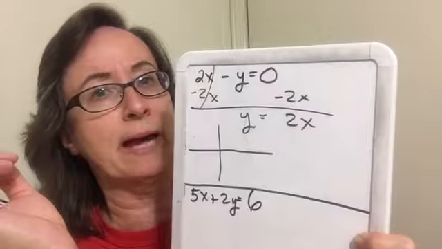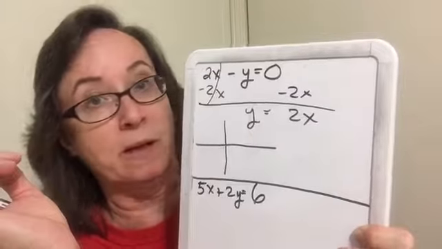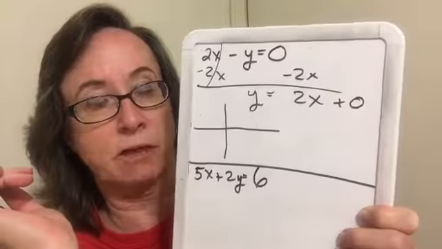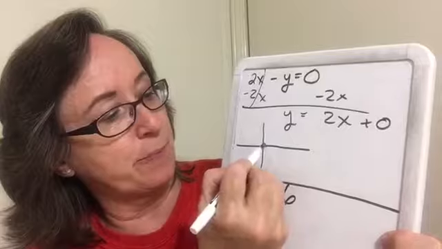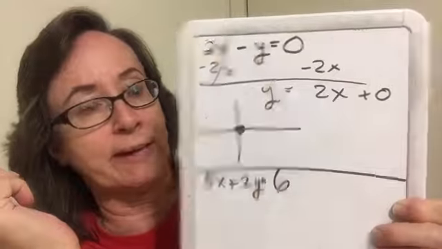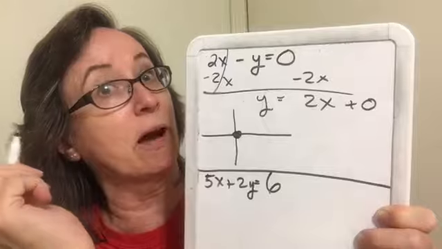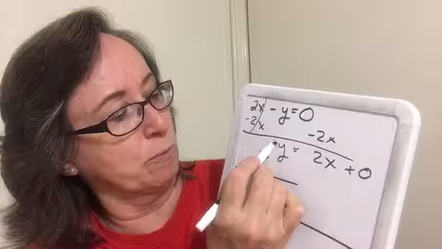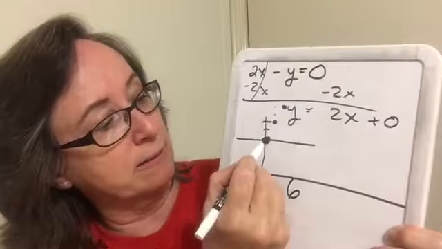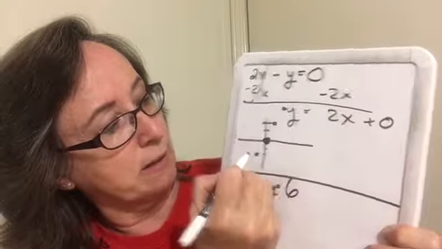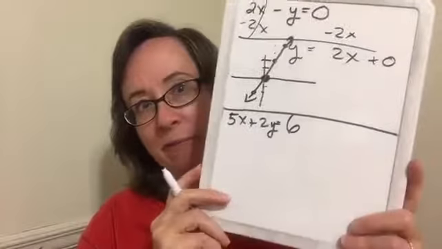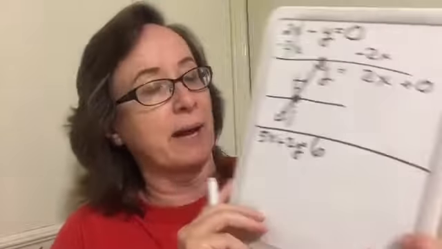Y is 2x. That is in slope-intercept form, but we have no y-intercept. So we have a 0 y-intercept. So we're going to make a 0, 0 point there. And then from that point, we'll go up 2, over 1, up 2, over 1, or down 2, back 1, down 2, back 1. Stay on the same line. And there we go. And we're going to come back and work that one very quickly in another way in just a moment.